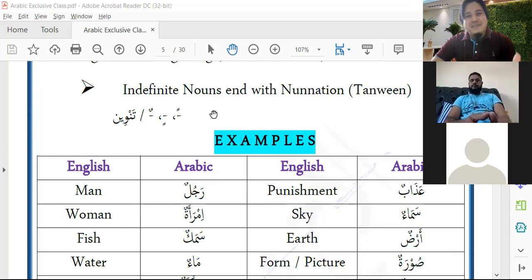So these are the indefinite nouns, and with nunation, as they call it in English, but in Arabic we call it tanwin. This is how we differentiate the definite noun and the indefinite noun in Arabic. We are going to reopen the Zoom again, inshallah, because we ran out of time, so no more time for this.